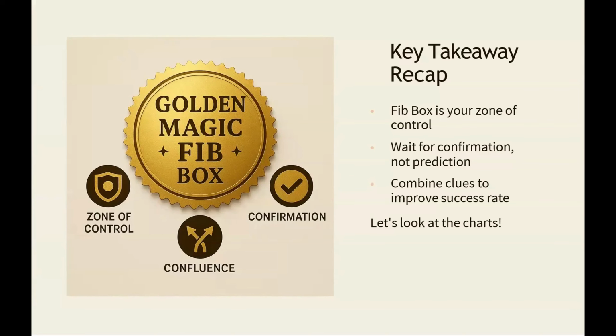So keep in mind that what we want to do is utilize a magic fib box, your zone of control. It gives you control over time. It gives you control over your entry price. It also allows you to wait for confirmation, so you're not predicting, because as you practice this, you will see time and time again where prices fall back into a zone that's defined approximately by the golden magic fib box. And then when you throw in the combination of clues, you improve your success rate dramatically.